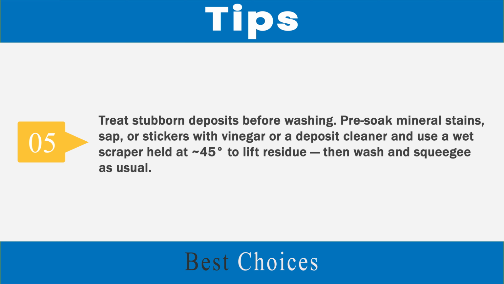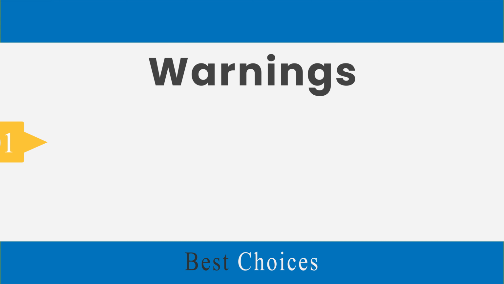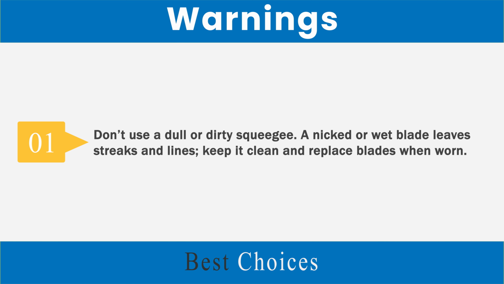5. Treat stubborn deposits before washing. Pre-soak mineral stains, sap, or stickers with vinegar or a deposit cleaner and use a wet scraper held at 45 degrees to lift residue, then wash and squeegee as usual. Warnings. 1. Don't use a dull or dirty squeegee. A nicked or wet blade leaves streaks and lines. Keep it clean and replace blades when worn.